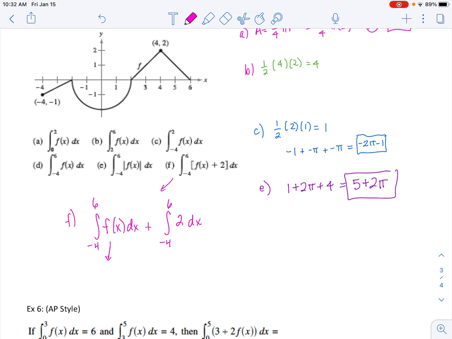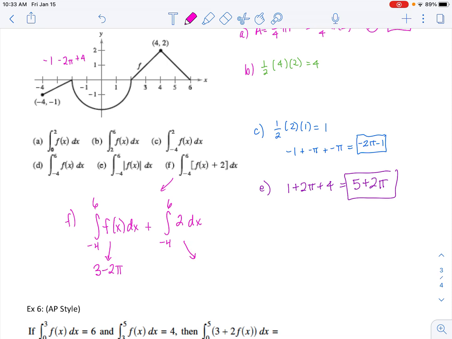So -4 to 6 is a calculation, I think, that we had done in part D, which I didn't write down anywhere. That's the whole thing, right? So let's see. That's -1 minus 2 pi, and then plus 4 for the triangle in part B. So that total is 3 minus 2 pi, right? The net area. Negatives count for negative, and positive counts positive.